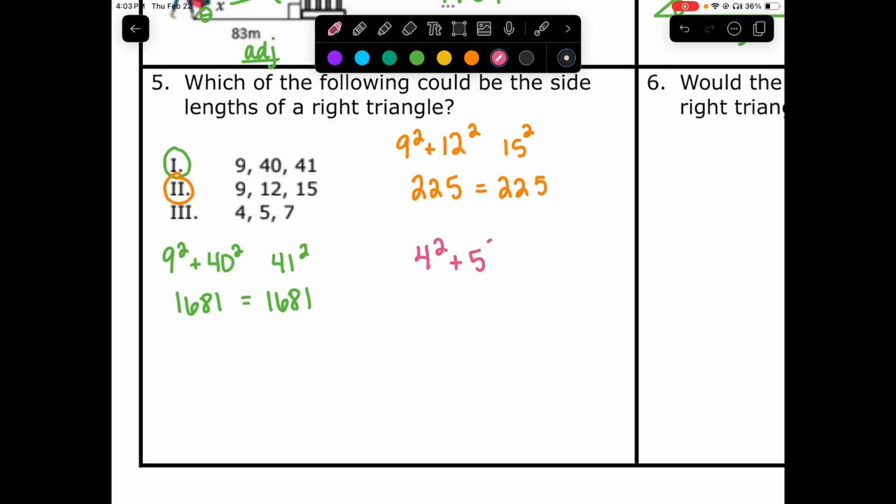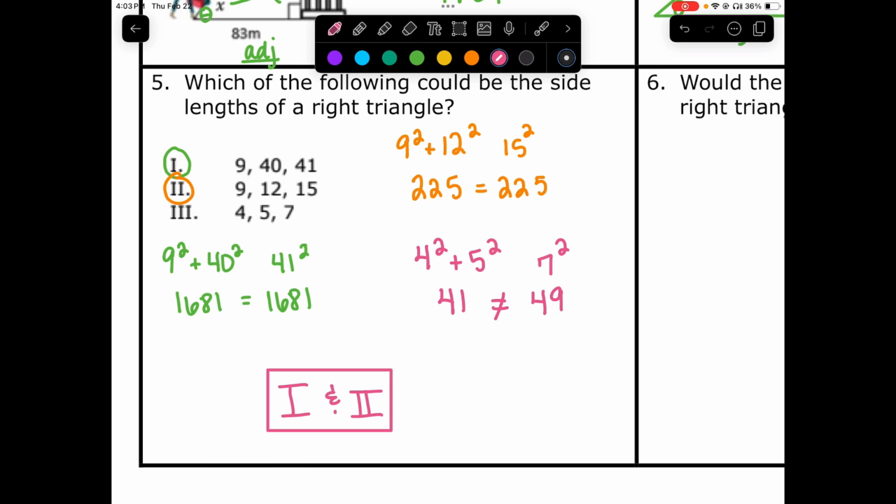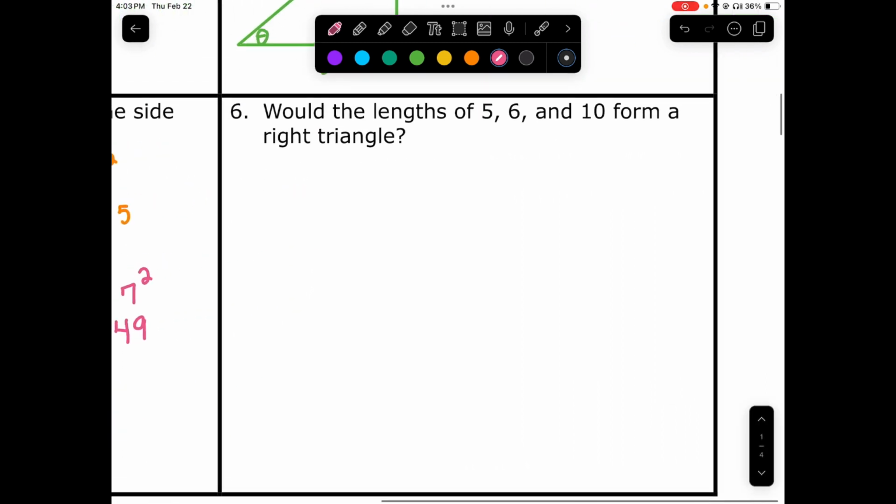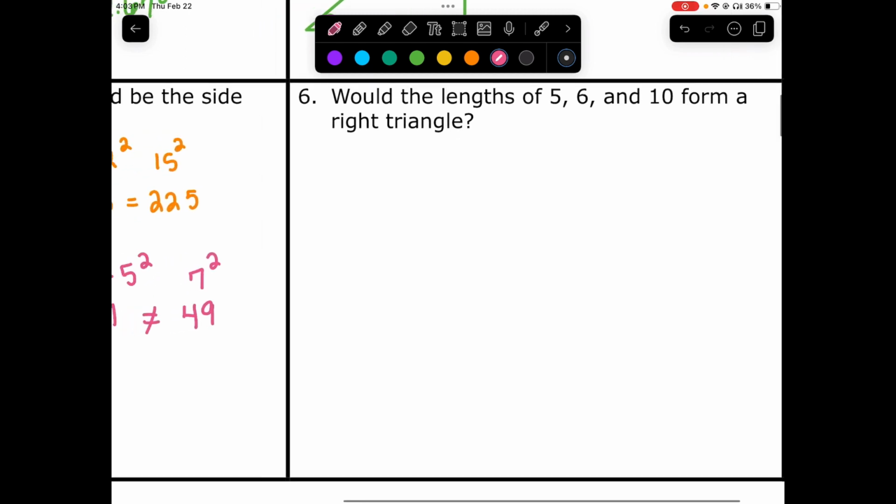4 squared plus 5 squared, and we're going to compare that to 7 squared. If I put 4 squared plus 5 squared in my calculator, I will get 41. And if I put 7 squared in my calculator, I get 49. These are not equal, so that is not a right triangle. So the answer would be option 1 and option 2. Go ahead and try number 6. You only have to do the a squared, b squared, c squared thing one time and then just tell if it's a right triangle or not.